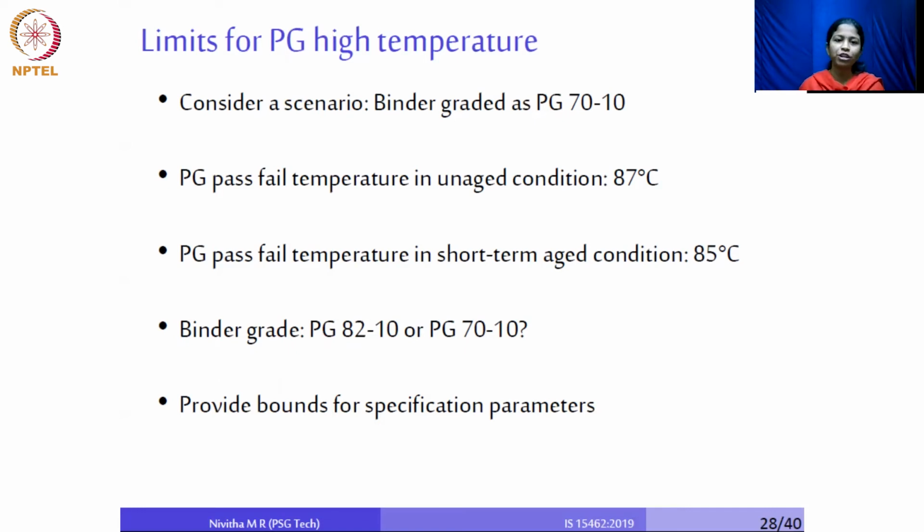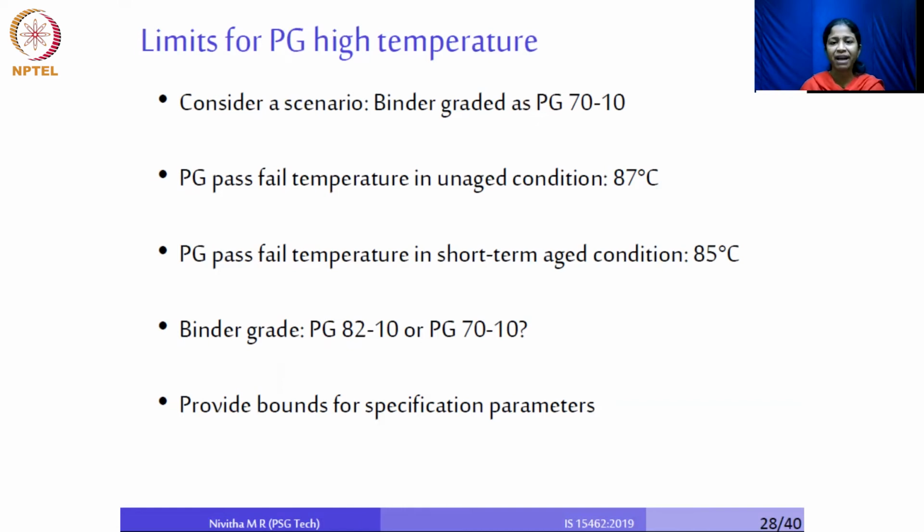Now, let's say I procure this binder and test it in my laboratory. I get the PG pass-fail temperature in unaged condition. Let's say, I'm just giving you a hypothetical case, it is 87 degrees Celsius. Similarly, the PG pass-fail temperature in short-term aged condition is 85 degrees.